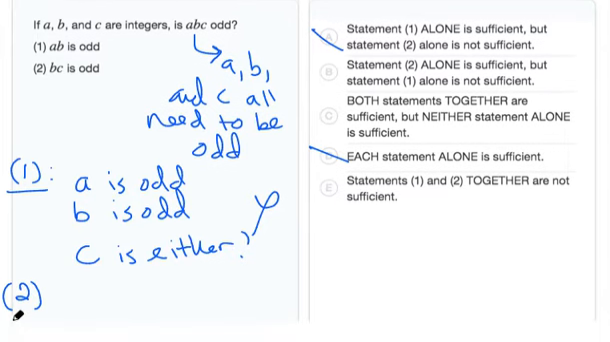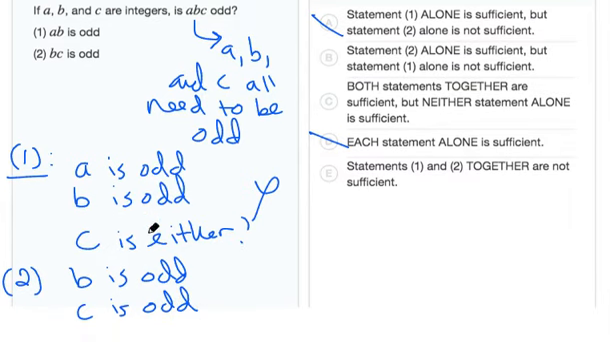I'm just scrolling down a little bit so we have some space. Here we're told in statement 2, B times C is odd. So similar logic to statement 1, that means that B is odd. It also means that C is odd. But again, similar to what we had with statement 1, we don't know what A is doing. So A is either.